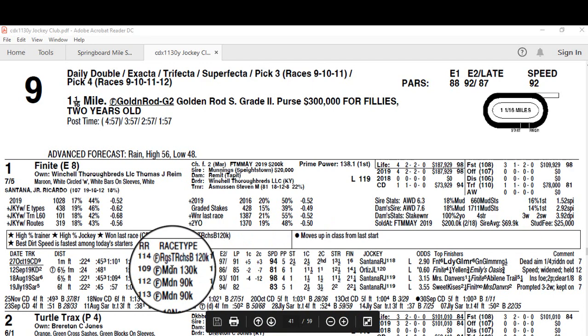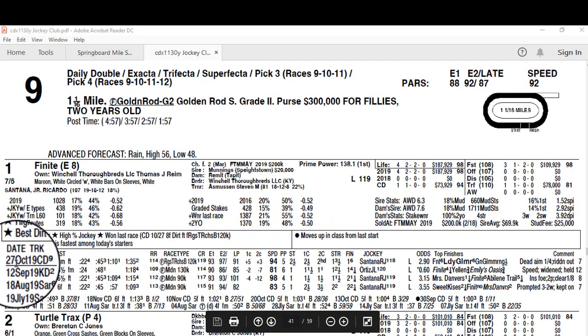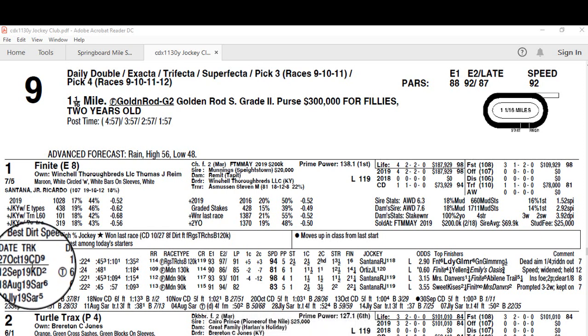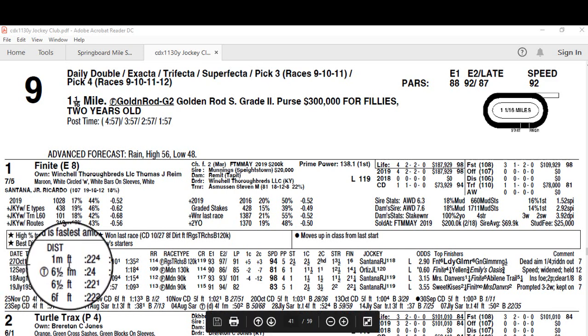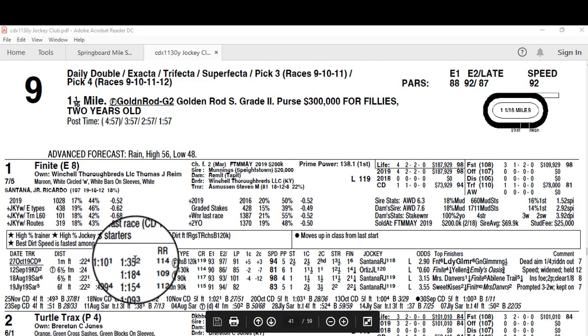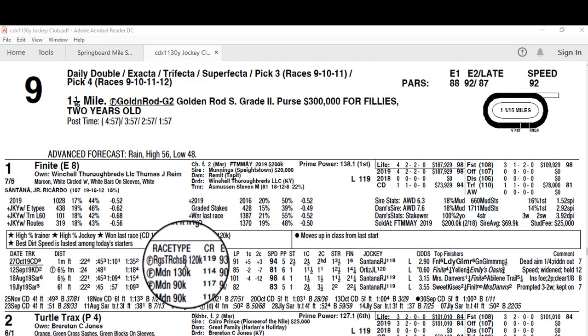And that was, let's go ahead and look, October 27th, 2019, in race number 9 at Churchill Downs. This one was a mile. Again, those are your fractions. This is the race type.